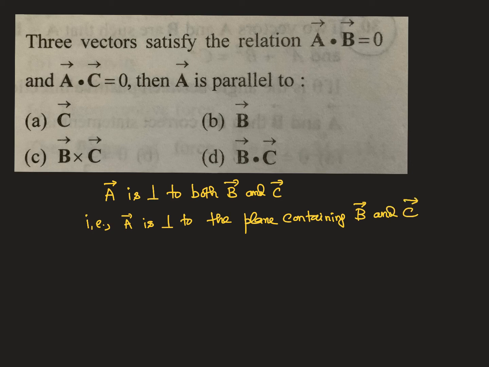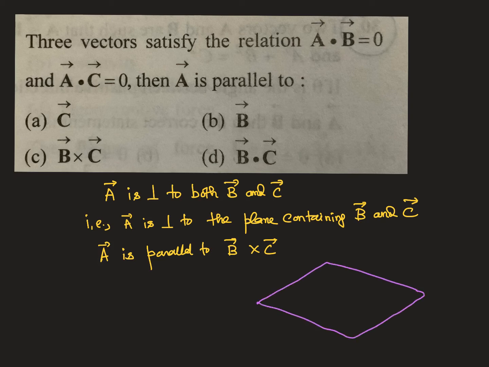So that means A is parallel to B cross C, obviously, because A is perpendicular to the plane containing B and C. Suppose this is the plane containing B and C. So there are vectors B and C. A is perpendicular to the plane containing B and C. But B cross C is also perpendicular to the plane containing B and C. So that means B cross C is parallel to A, or it may be anti-parallel to A. It may be in the opposite direction also.